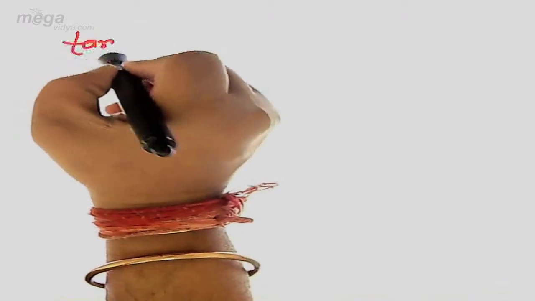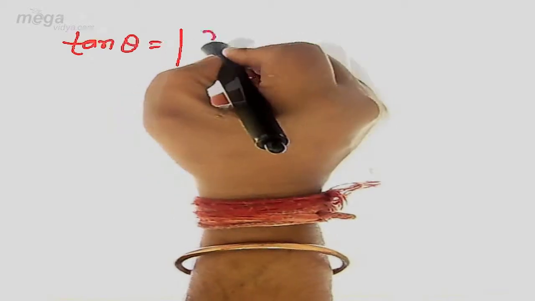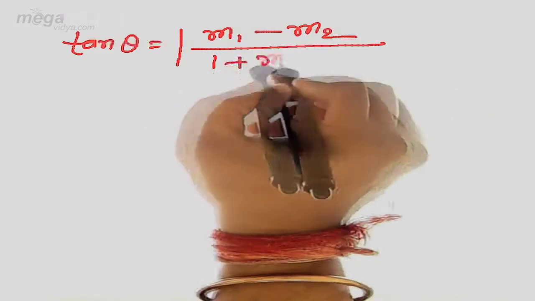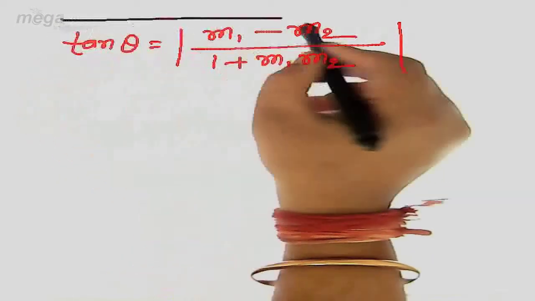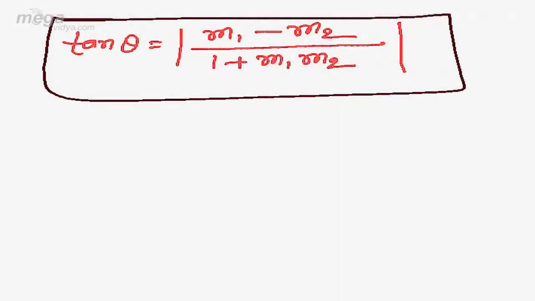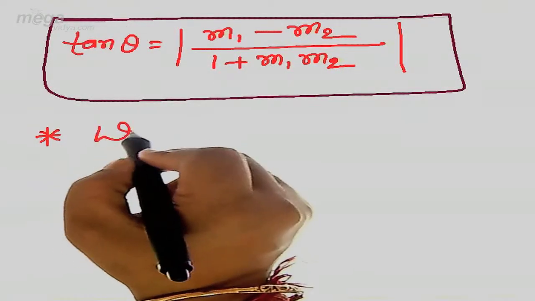So what will we do to get the same result irrespective of which line we are taking as line 1 and which line as line 2? So students, we will write the formula in this way: tan theta is equal to mod of (m1 minus m2) upon (1 plus m1 into m2). In this situation, you will get the same value whatever line you take as the first line and the second line.